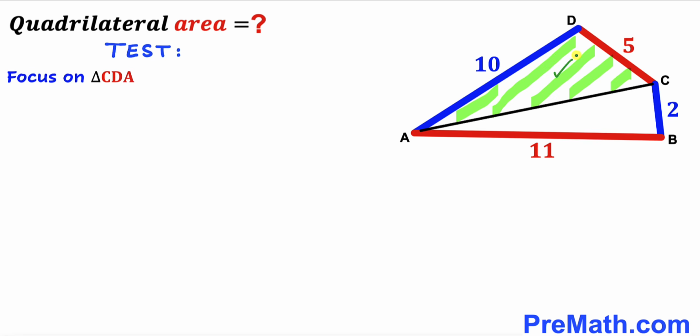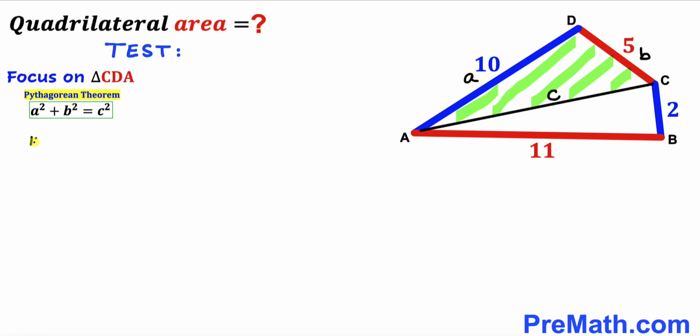And now we are going to focus on this triangle CDA. Let's recall the Pythagorean theorem: a square plus b square is always equal to c square. So I'm going to label this side lowercase a, this side lowercase b, and this side lowercase c. Our lowercase a value is going to be 10 and our lowercase b value is 5. And now we are going to calculate the value of c.